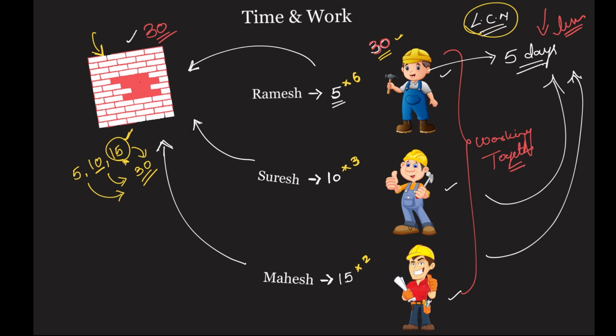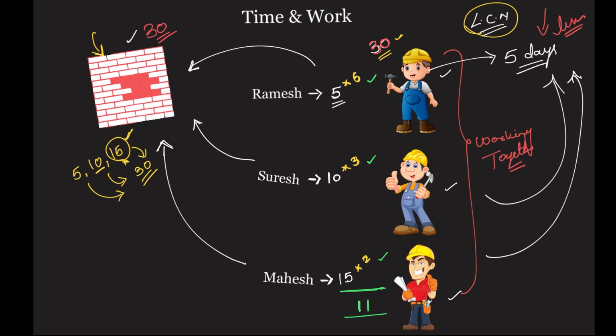Now what did I tell you? All the 3 are working together. So what will happen now? Ramesh will be putting up 6 bricks, correct? Suresh will be putting up 3 bricks, correct? And Mahesh will be putting up 2 bricks, correct? So the total number of bricks put up by all 3 will be 11. 11 bricks will be put in 1 day when all the 3 are working together.